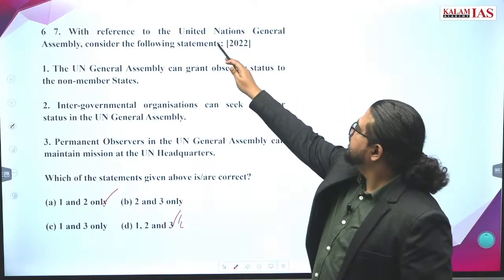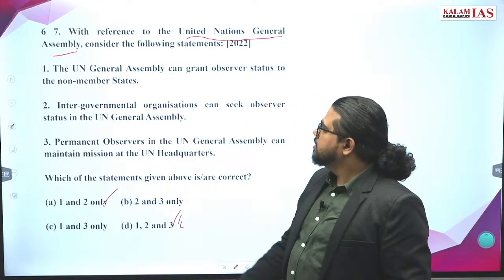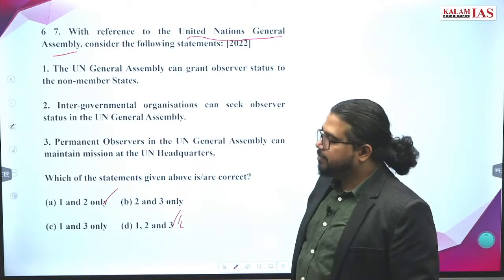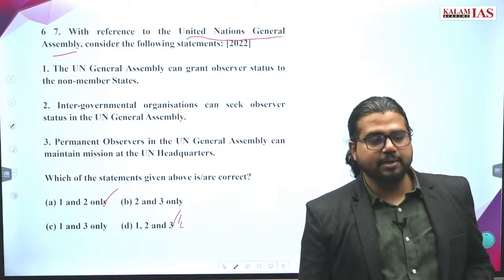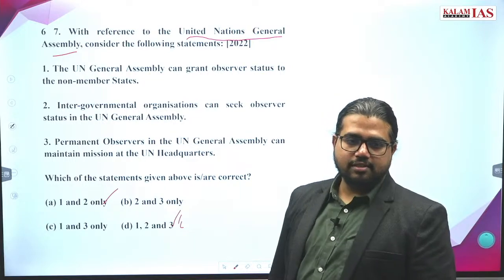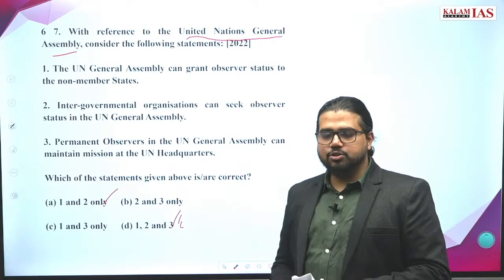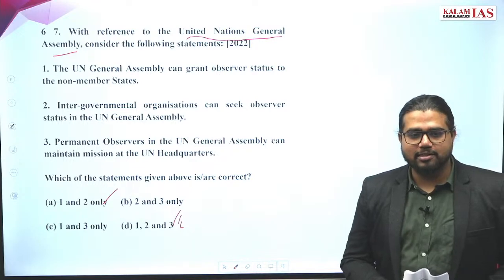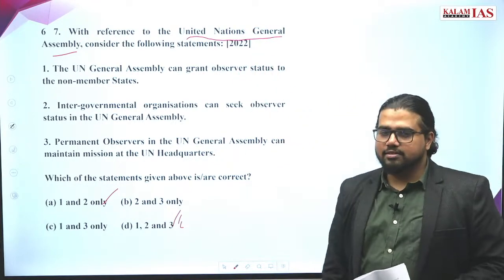With reference to the United Nations General Assembly, consider the following statements. The UN General Assembly can grant observer status to non-member states. Why this question? Tell me. You can relate it to recent happenings. These are all 2022 questions. That's why this question coming is more important. If we were discussing a 2018-19 question, that current affairs might have been fully forgotten, totally not relevant right now. Why is this important?